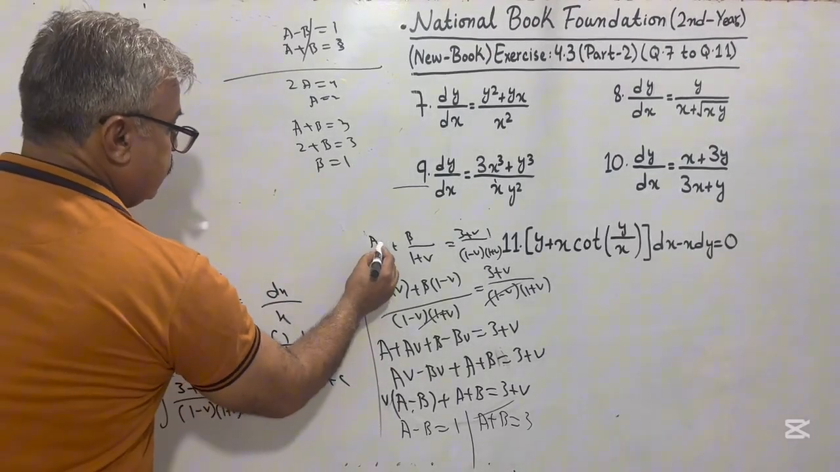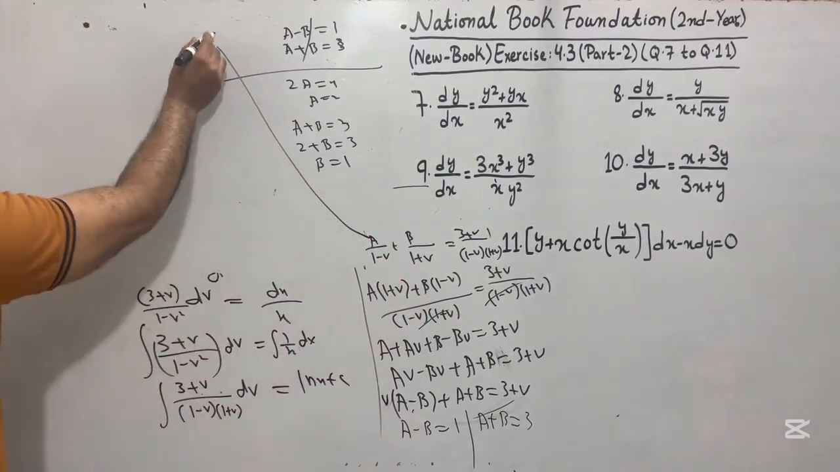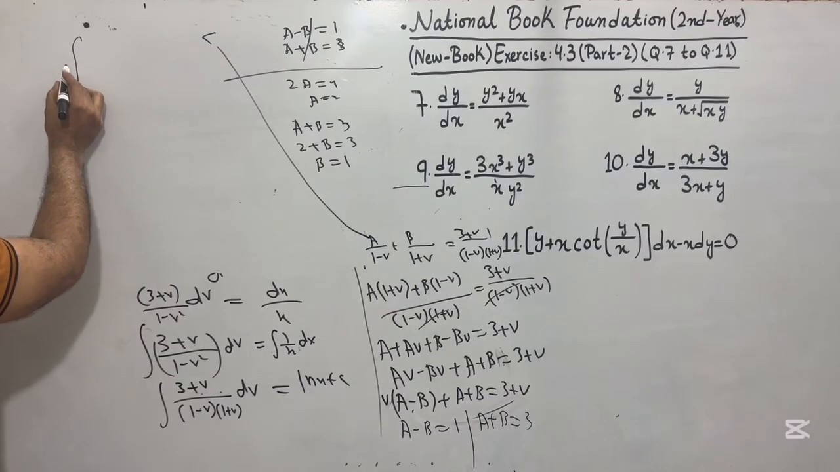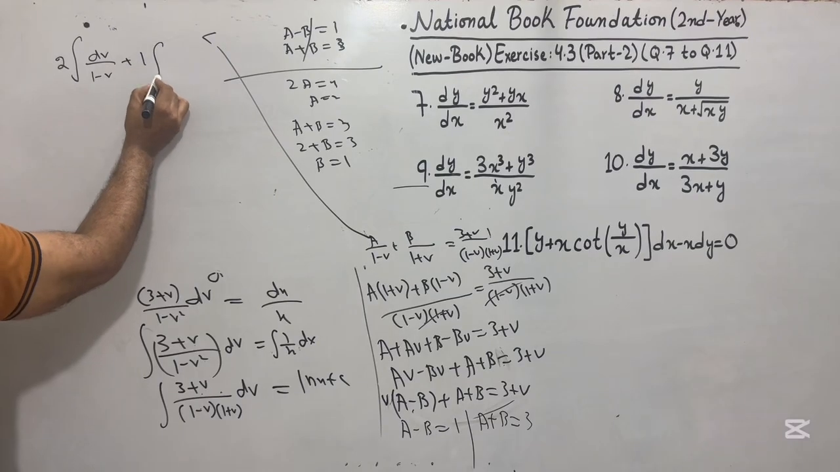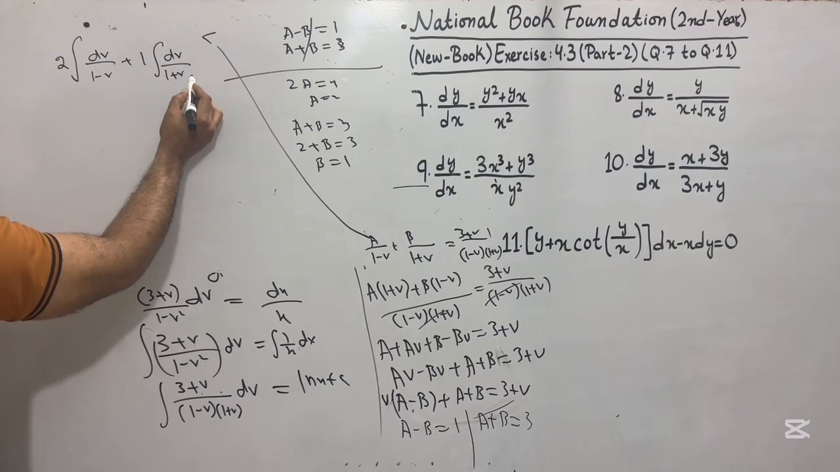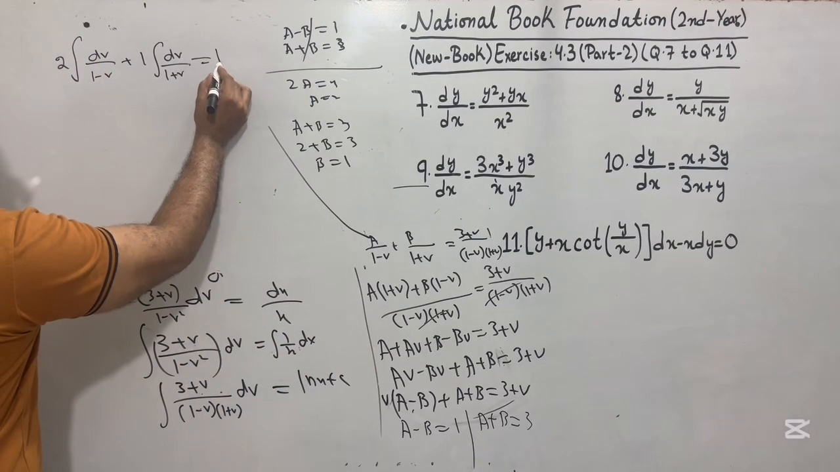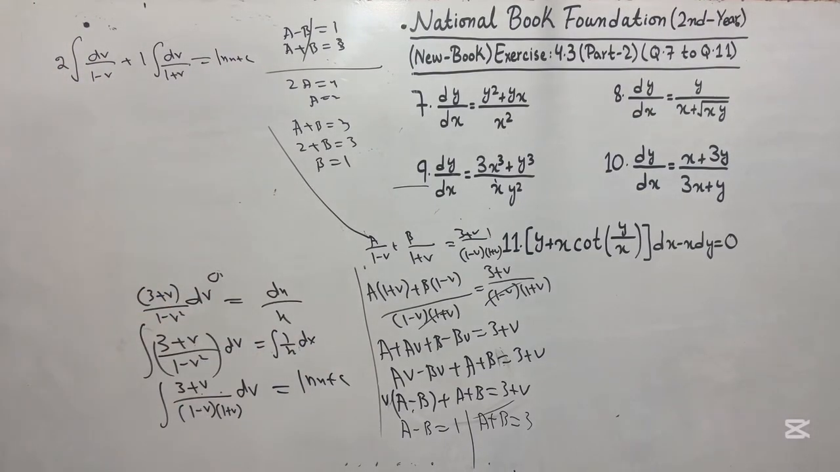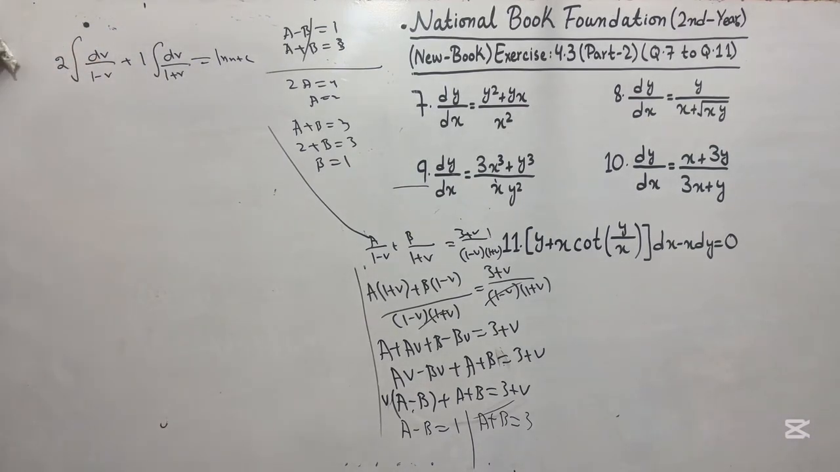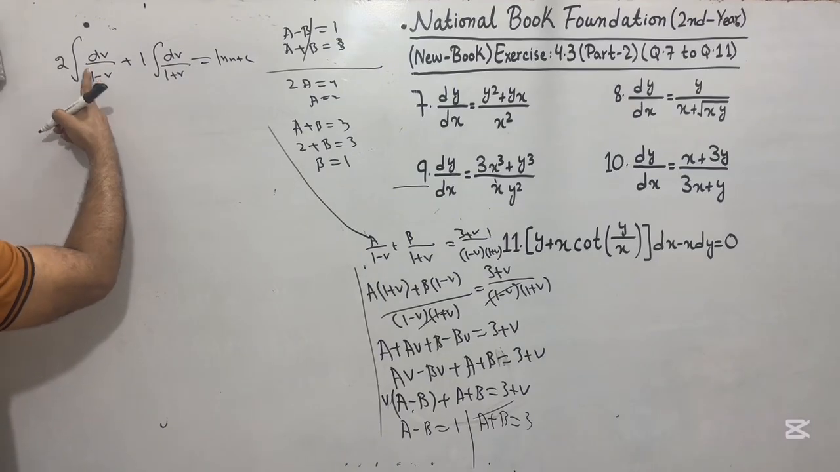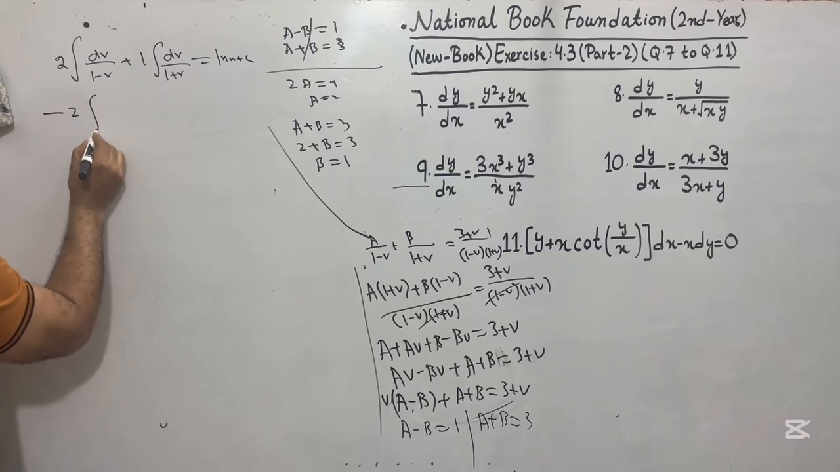Plug in here the values A over 1 minus V, and integrate. Something like this I am going to have: A means 2, dV over 1 minus V, plus B means 1, dV over 1 plus V, and on the other hand side we have already ln x plus c. Now we don't need any of this. Cool. Differentiation of minus V is negative 1, so there is a deficiency of negative, compensating.